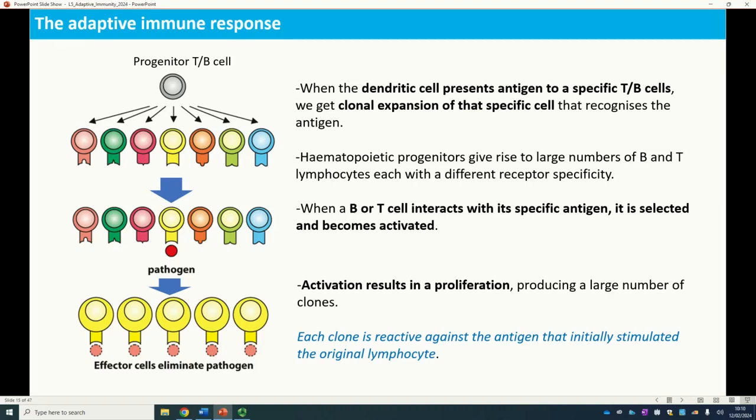So what we need to do is clonally expand that one cell so that we have a whole army of cells that can recognize and fight that pathogen. That expansion is called clonal expansion. When a particular T or B cell encounters the pathogen via its antigen receptor, it will become activated, and then it will proliferate, and we get that clonal expansion, so that each clone is able to recognize and eliminate that specific pathogen that it recognized initially. So they're all a clone of each other. And we'll come on to that in a few slides' time as well.